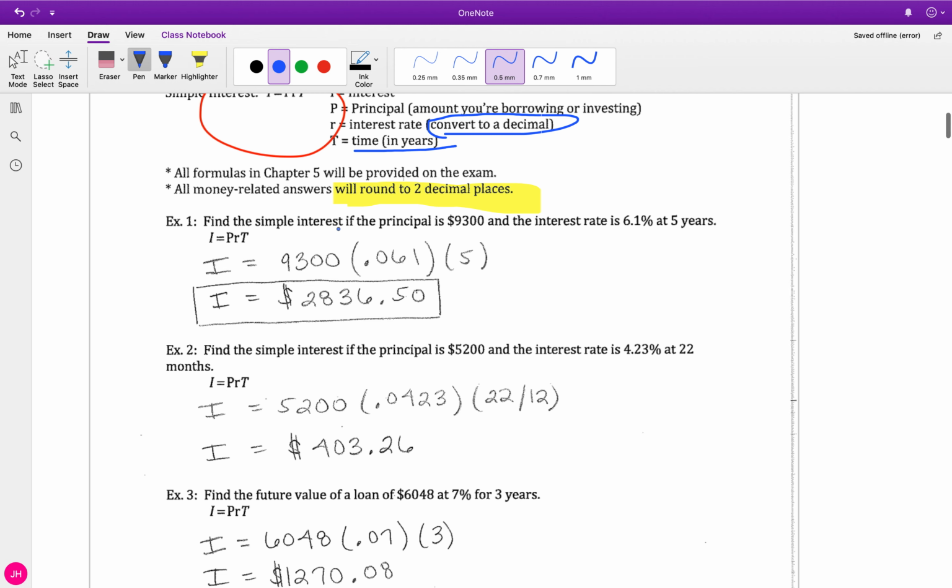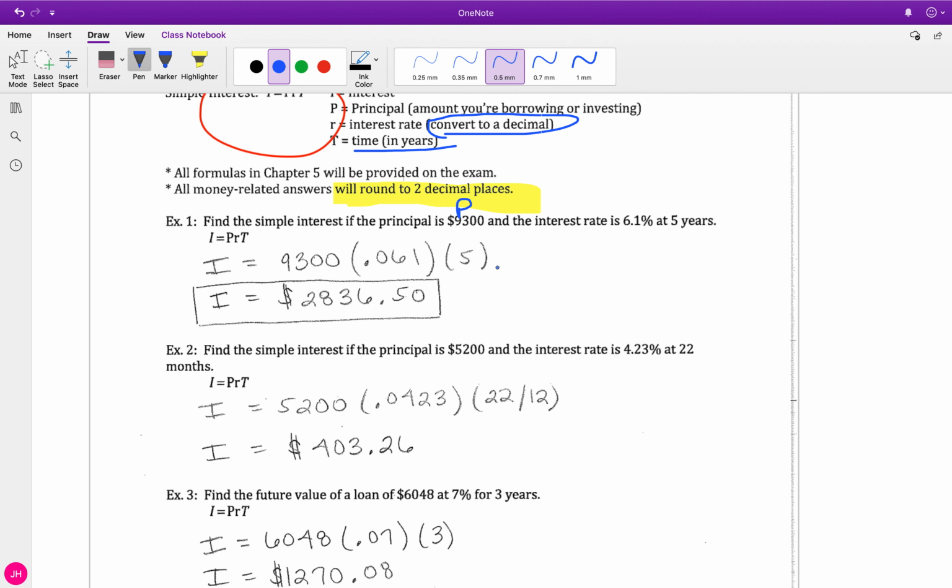First, I'm told to find the simple interest if the principal is $9,300. So this is my P. The interest rate is 6.1, but I have to convert that to a decimal, so I'm going to write that as 0.061. And then time is 5. I'm going to type that in exactly how I have it written on the page here. So I wrote these notes so that you could type them in exactly like that and get your answer.